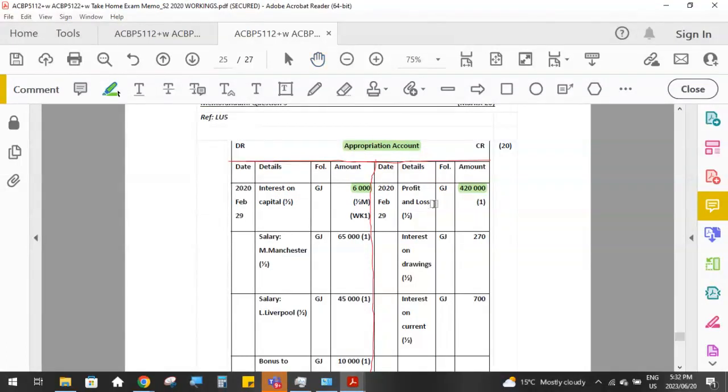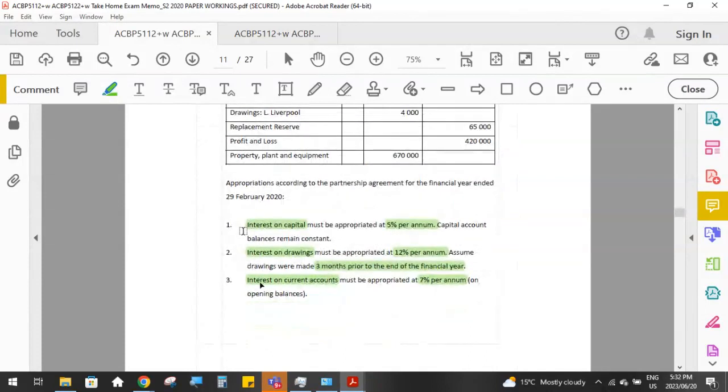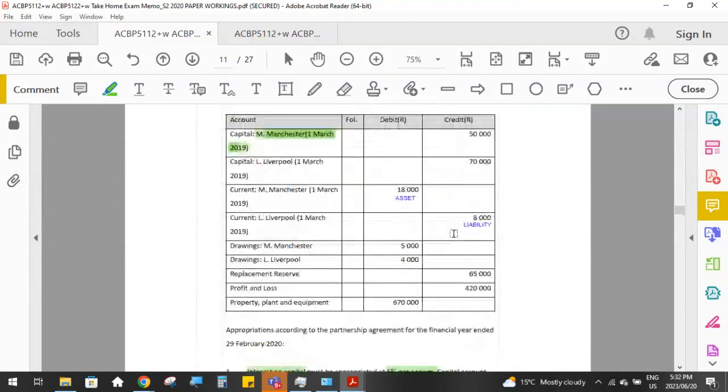Okay, so we've done interest on drawings and interest on capital. Then the next one says interest on current accounts must be appropriated at 7% per annum on opening balances. So we've got our two current accounts. Remember, we've got 18,000 debit and 8,000 credit. So in total, the partnership is going to be owed interest because this 18,000 debit is bigger than the credit.